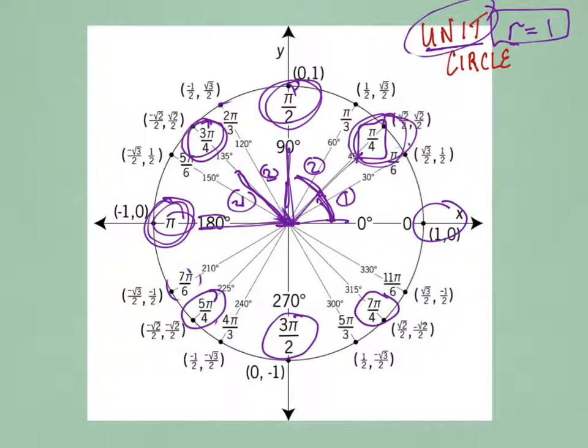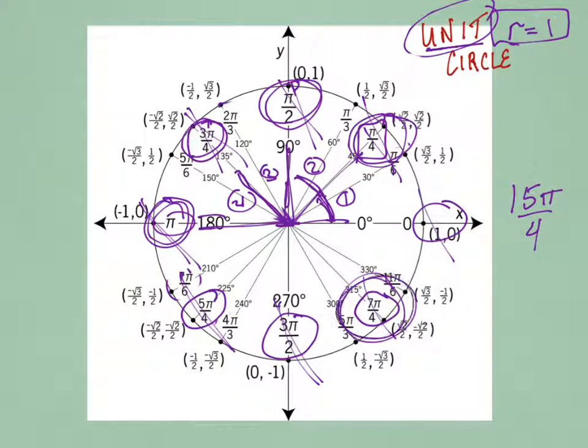So if someone said to you, what's 15 pi over 4? Now there's an easier way to do it, but if you wanted to do it just the brainless way, just count. 1, 2, 3, 4, 5, 6, 7, 8, 9, 10, 11, 12, 13, 14, 15 pi over 4. I wish I would have known that today.